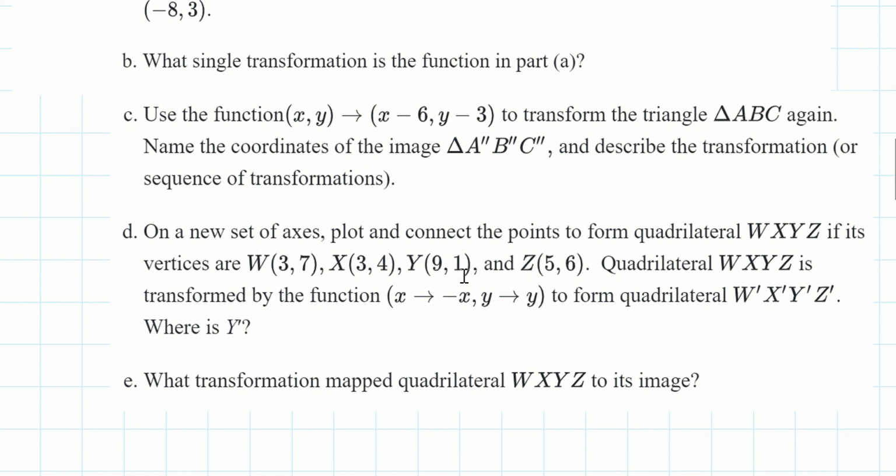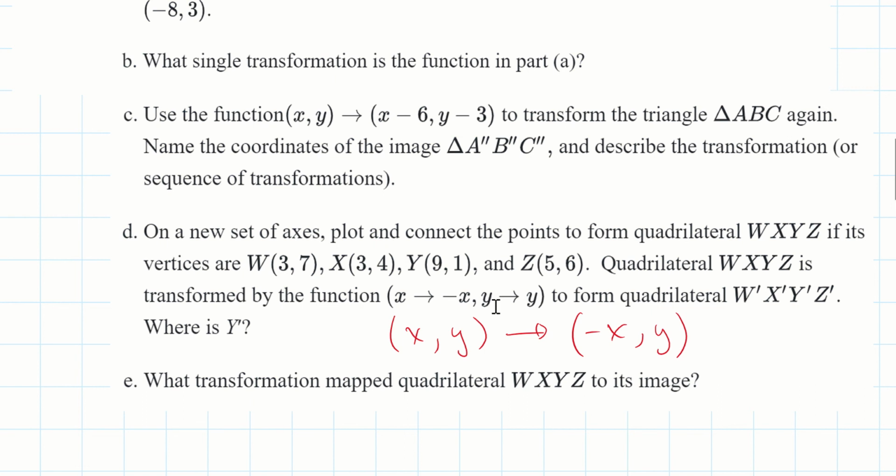If its vertices are here, right, quadrilateral WXY is transformed by this function. X is going to go to the opposite of x, and y is going to go to what y was. And this is a slightly different take on the same notation. If you'll notice, they just switched it a little bit. You could write the same thing this way. You could say that x, y's are going to go to the opposite of x, comma, and y's are going to stay the same, right?